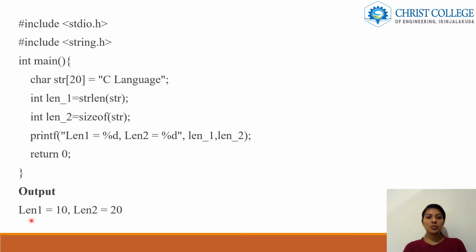Now here len1 is equal to 10. That is, len1 is equal to strlen of str. The strlen function returns the number of characters in the string. So here C language is the string, the number of characters here is 10. Therefore, the value of len1 will be 10. So that is the difference between the two: the function strlen and the operator sizeof.